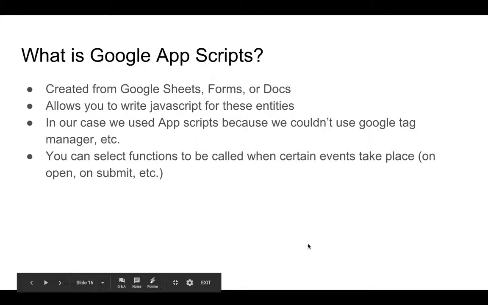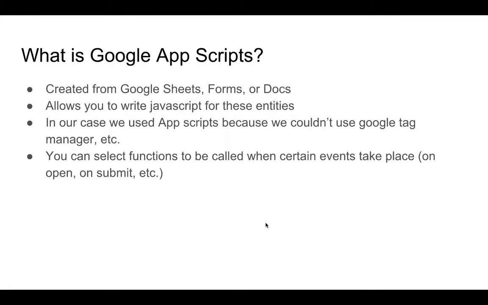So Google Apps Script is something that you can use to customize Google Sheets, Google Forms, or Google Docs. It allows you to write custom JavaScript code for these things. So in our case, we have a function running when a certain button is clicked on a form.